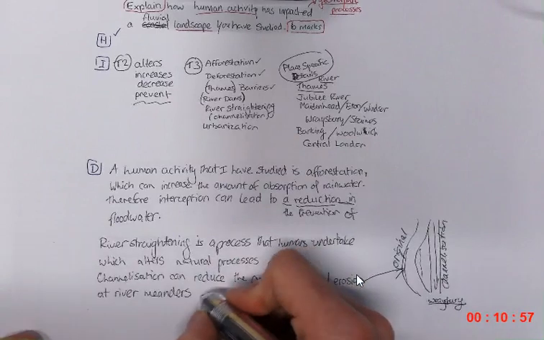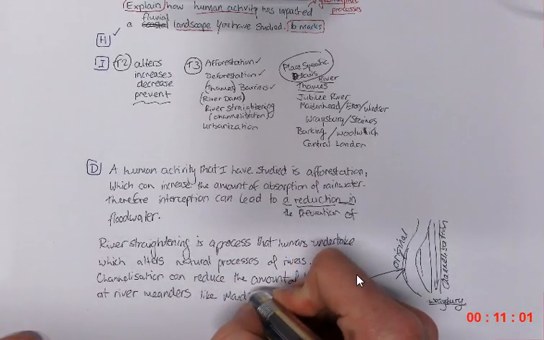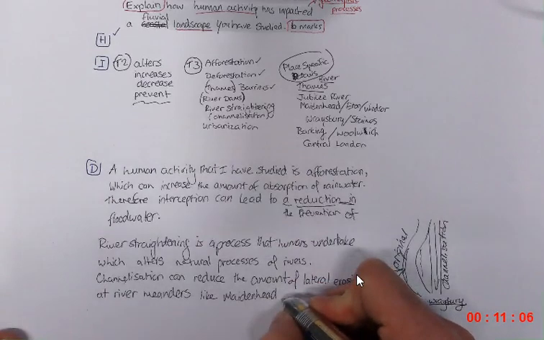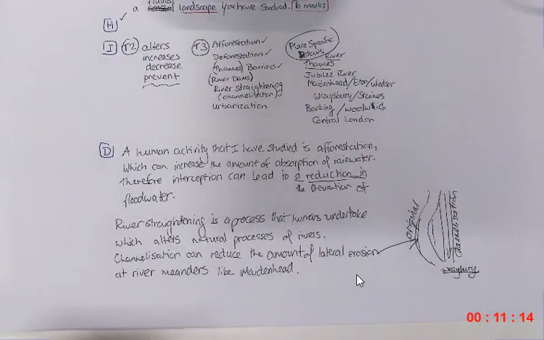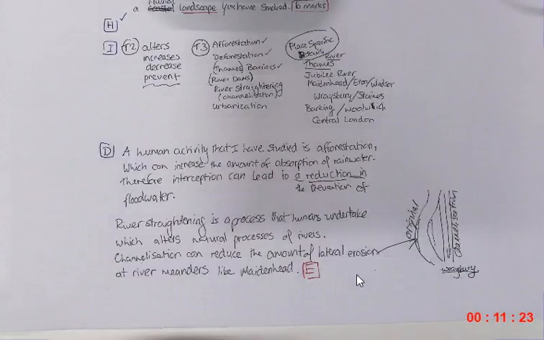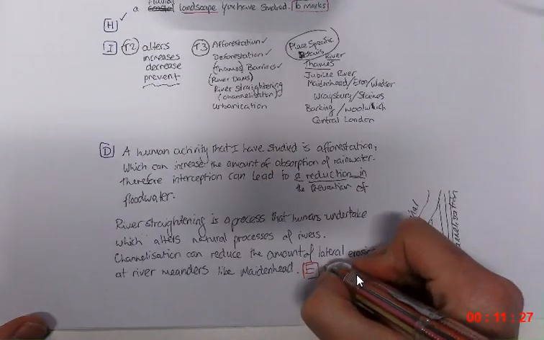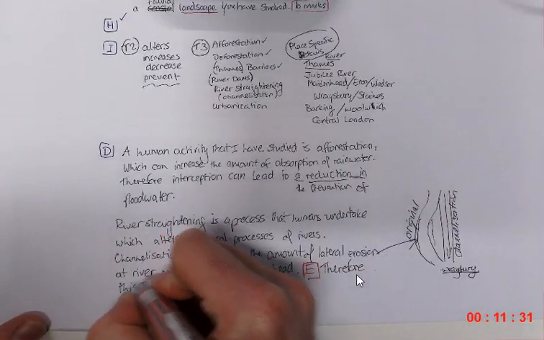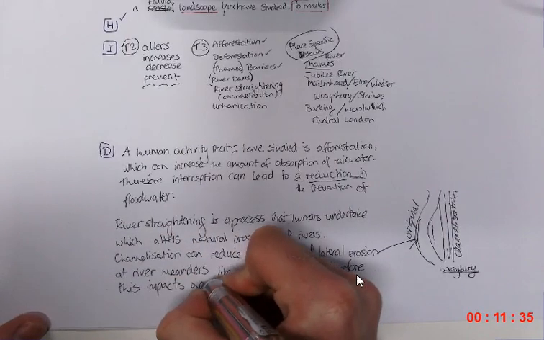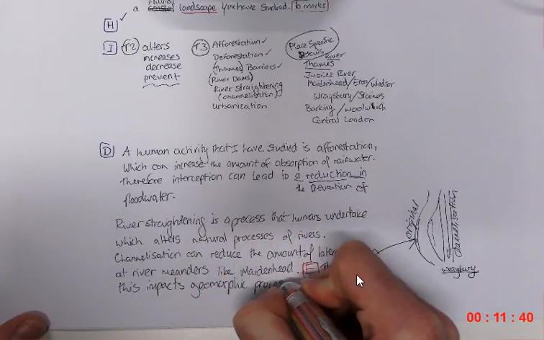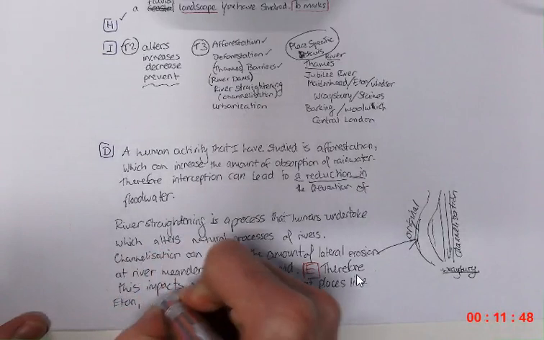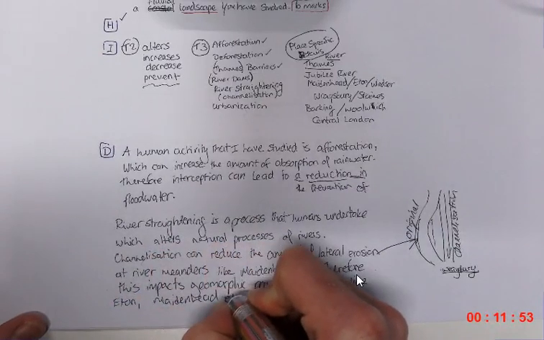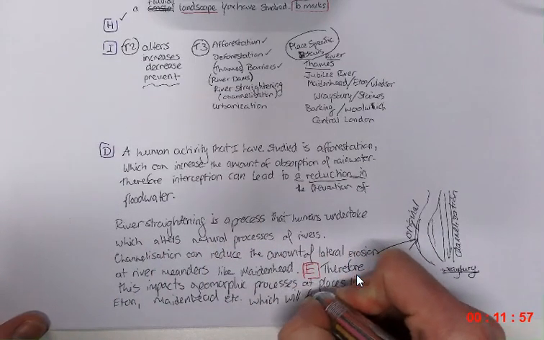So places like Maidenhead, Eton, Windsor, any of those. And then as a result of that, we can then go on in our answer and we can embed the idea that we know about the place names, such as Maidenhead experiencing less flood water. So we can come down here. When we think about putting it into our answer, we could build on this. We could say, therefore, this impacts geomorphic processes at places like Eton, Maidenhead, etc., which will flood less and form less meanders.